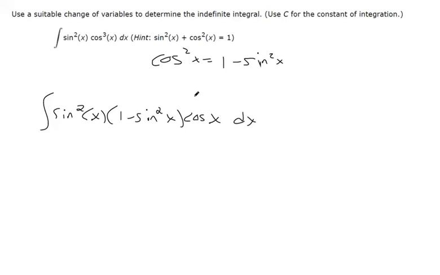And the reason why I did that is because I was thinking about u substitution. If I let u represent sine x, then I've got u squared, 1 minus u squared, and I need a du. I've got it with that substitution.